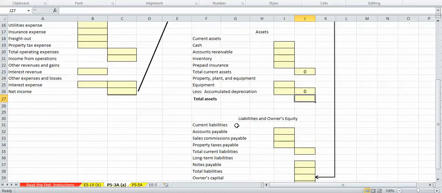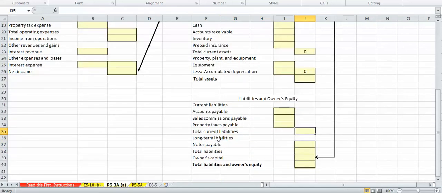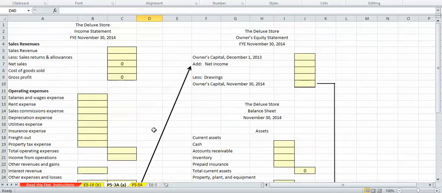Same thing with current liabilities. You have 3 here, give a total here. Your long-term liabilities is nothing there. That's just a section for these two. And then add your owner's capital. So your total liabilities plus total owner's capital is going to be basically the same number as the assets. So that's P5-3A. Just do part A there.